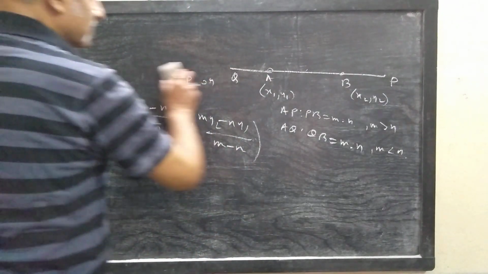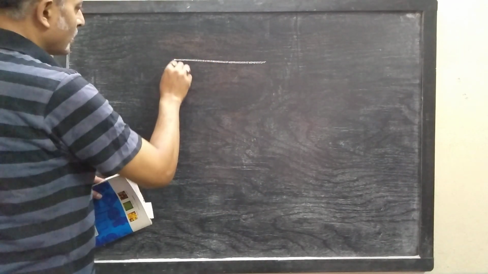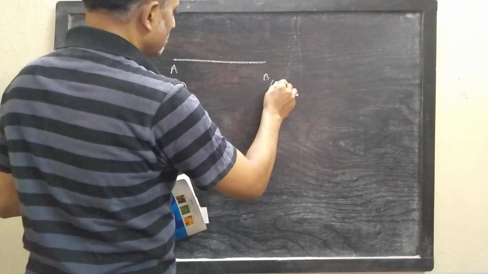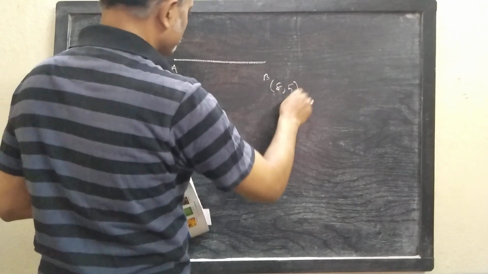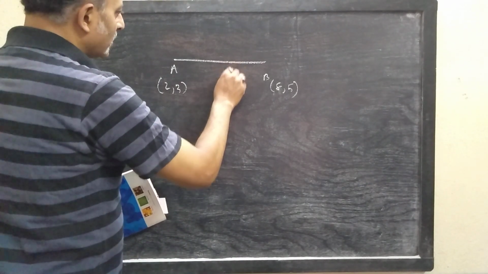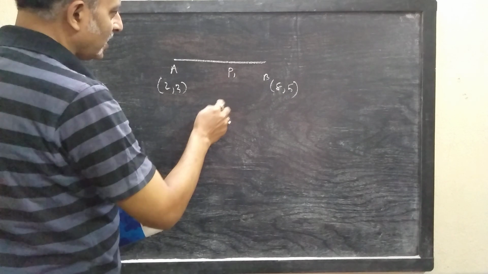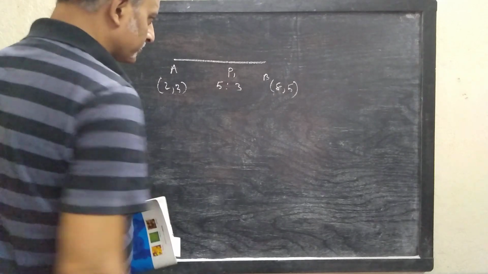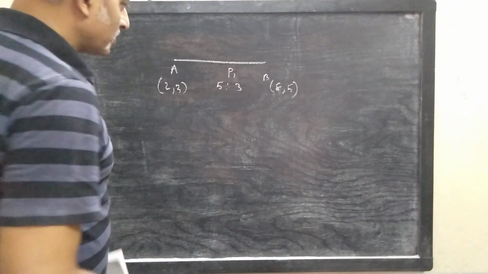Now let us consider an example to understand it clearly. Suppose we have 2 points, say one point is 2, 3 and another point is say 8, 5. First, let P1 be a point which divides AB internally in the ratio say 5:3. Then what will be its coordinates?